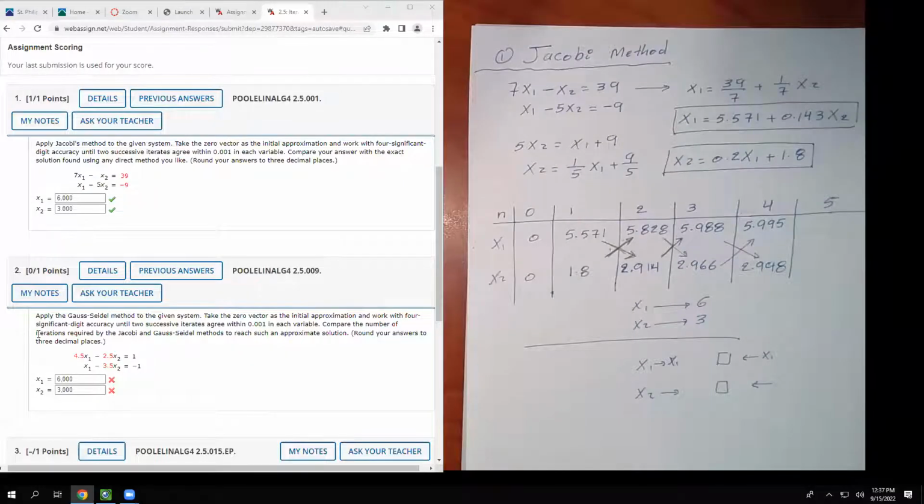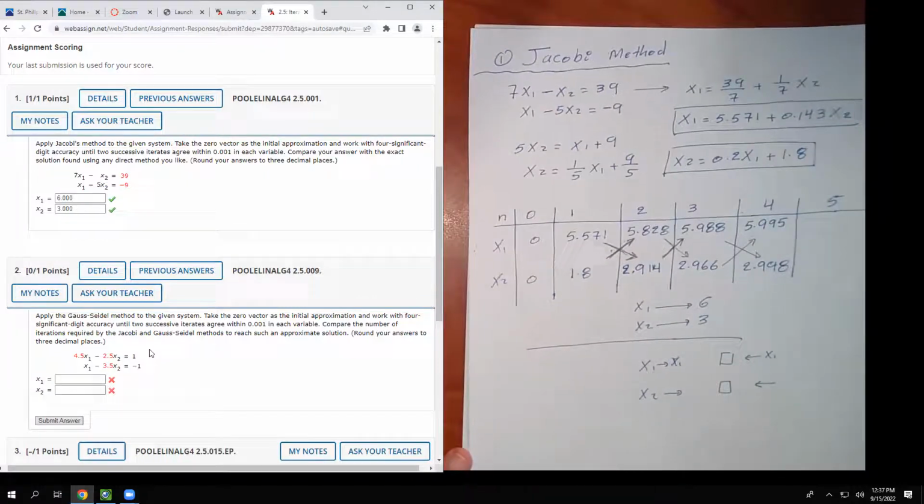So how are we going to use the Gauss-Seidel method to find the solution? We're going to do exactly the same thing: convert the equations and solve the first one for x1 and the second one for x2. So let's work on the second method, which is the Gauss-Seidel method.